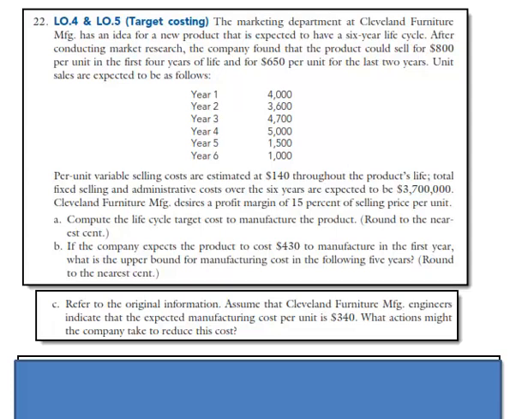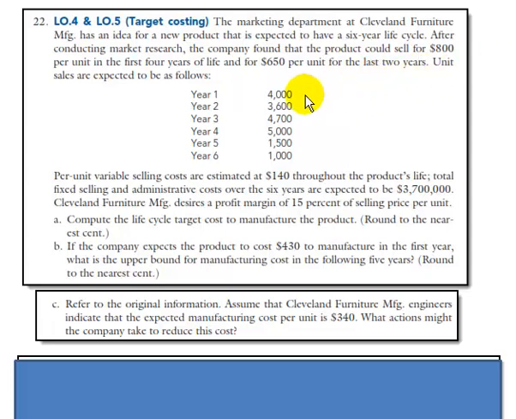Alright, let's take a look at this target costing problem, and I'll read it to you. The marketing department at Cleveland Furniture Manufacturing has an idea for a new product, and it's expected to have a 6-year life. After conducting market research, the company found that the product could sell for $800 per unit in the first 4 years and $650 for the last 2 years.